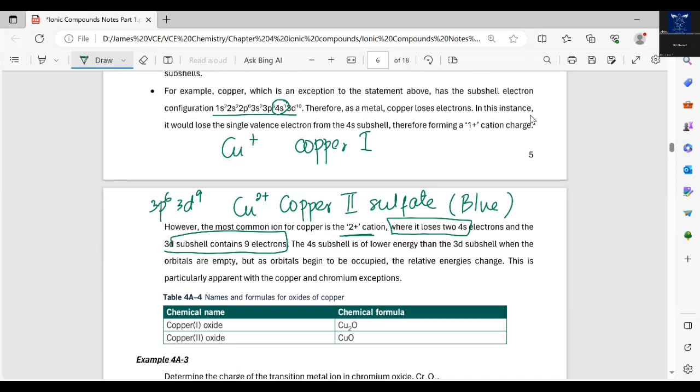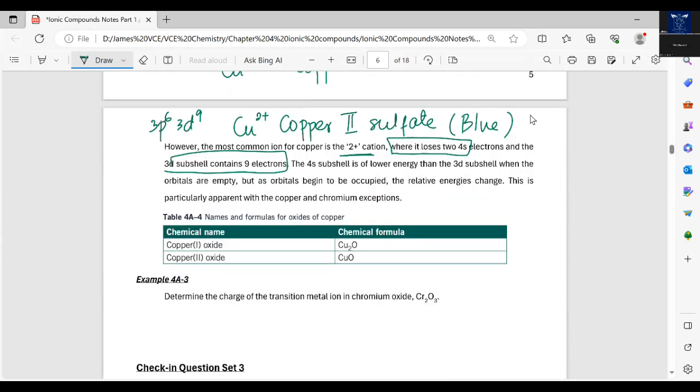So for the 3d subshell, when the orbitals are empty, but orbitals begin to occupy, the relative energy changes. Okay, but anyway, this is what they are trying to say, copper 1 oxide and copper 2 oxide. So copper can form 2 different ions, but this is more common.